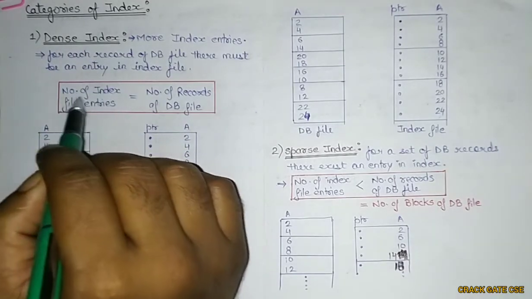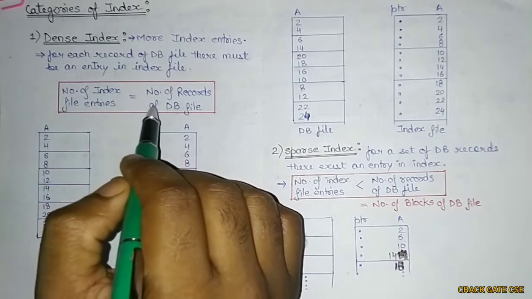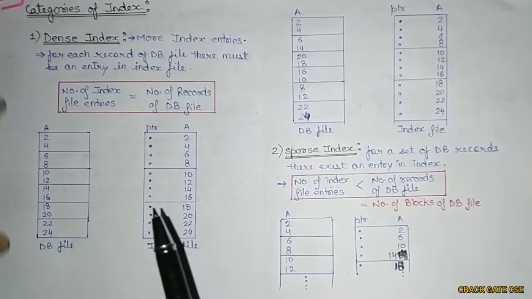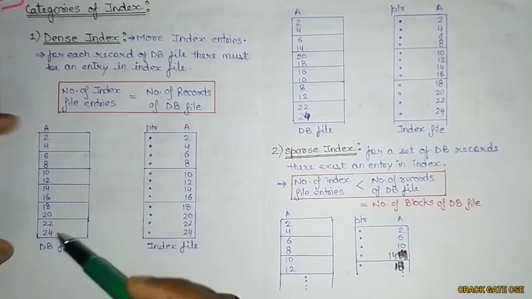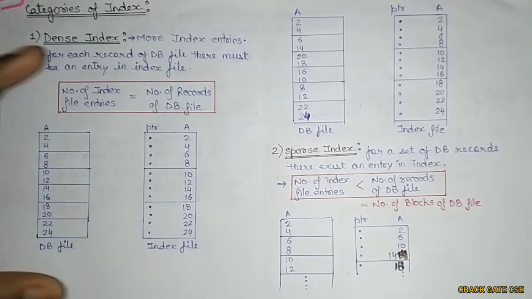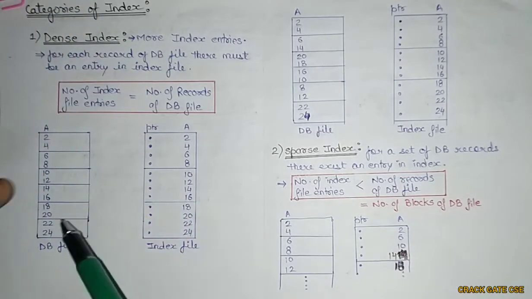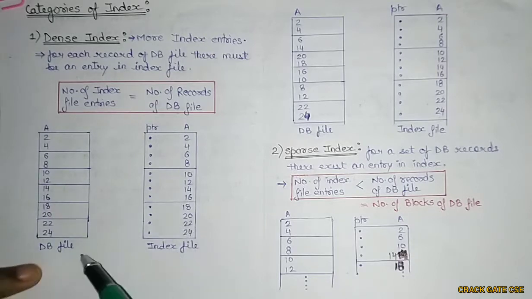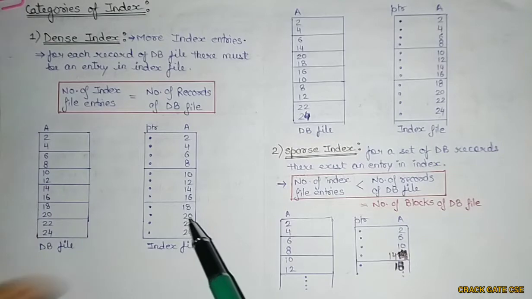What does it mean? That means the number of index file entries will be equal to the number of records of the database file. So here you can see that I am having these many records and the exact same records are in the index file too. So this is the database file, this is the index file, and the size of both of them is the same.